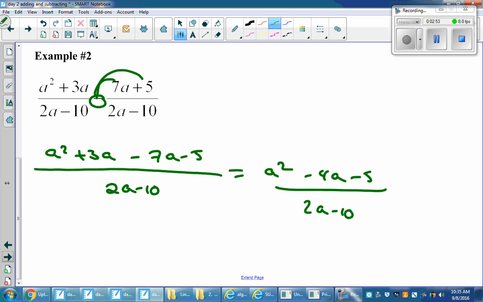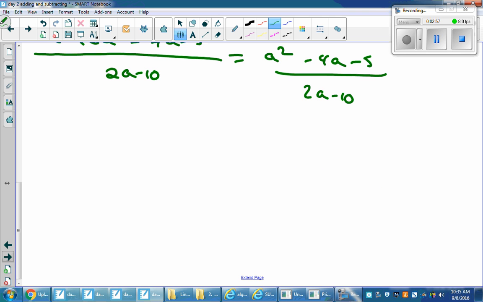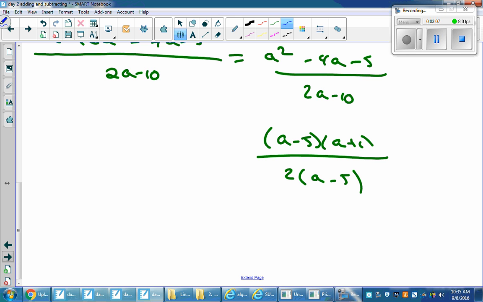Again, I've rewritten it as one fraction by doing my distribution and combining like terms. Now I'm going to look to reduce. To reduce, I factor the top. The top is going to become a minus 5 times a plus 1. The bottom has a greatest common factor of 2, and I have an a minus 5. Likewise, a minus 5 in the top is going to cancel with the a minus 5 in the bottom, leaving me an a plus 1 in the top and a 2 in the bottom.